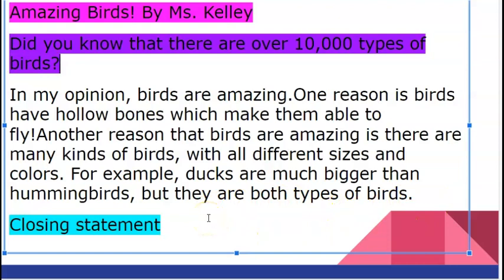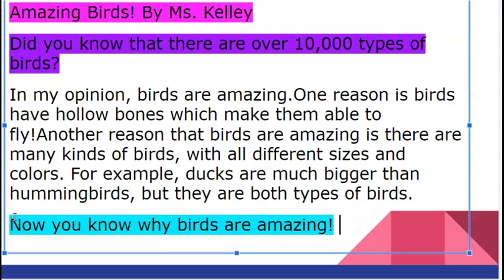I don't want to just end my writing there because it doesn't really have any kind of closure, anything to wrap up my writing. I want to make sure my reader knows that I'm done with my writing. So I need to add something that's going to wrap it up for them. The sentence stems that I've been using are either as you can see, or now you know why. My opinion statement was that birds are amazing. I'm going to add in, now you know why birds are amazing.